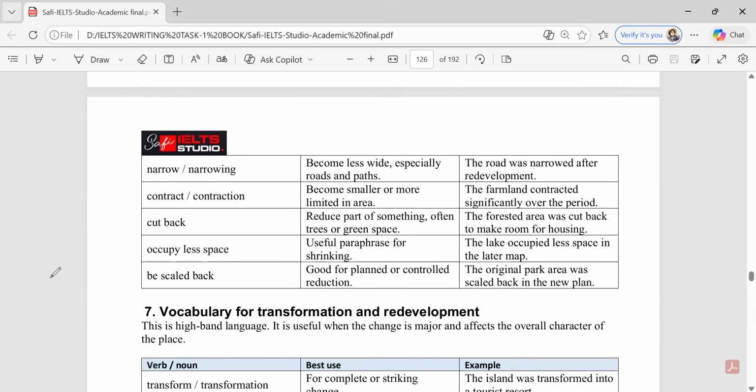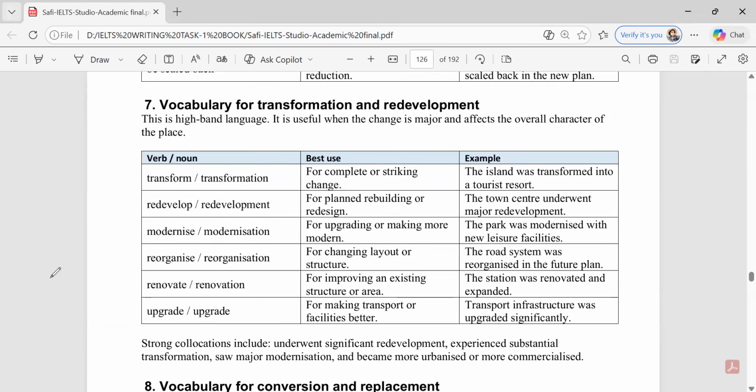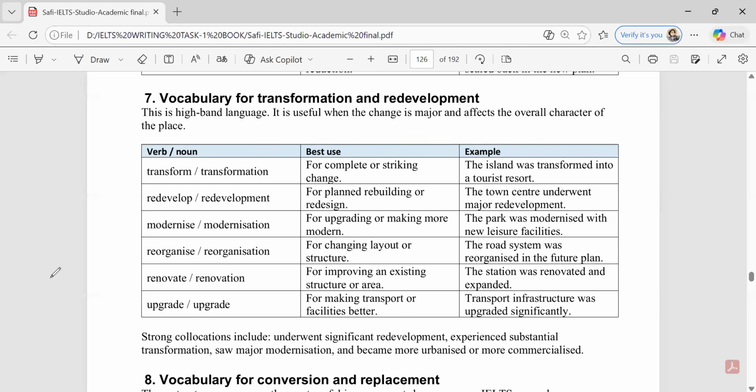So these verbs are needed for you. Now you have another one that can be transformation and redevelopment verbs.